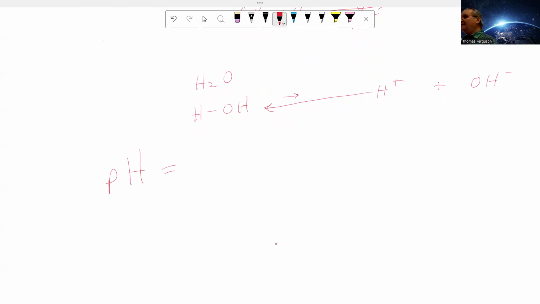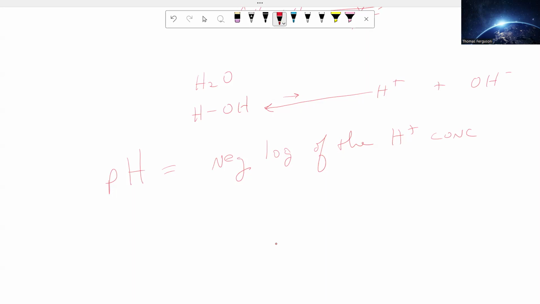You don't have to write this down, but it's the negative logarithm of the hydrogen ion concentration. There's also pOH, which is the negative log of the OH concentration. So that's what pH is. And they thought the math was hard. Who's done logarithms? Everyone's done logarithms. Anyway, we do a lot of pH stuff.